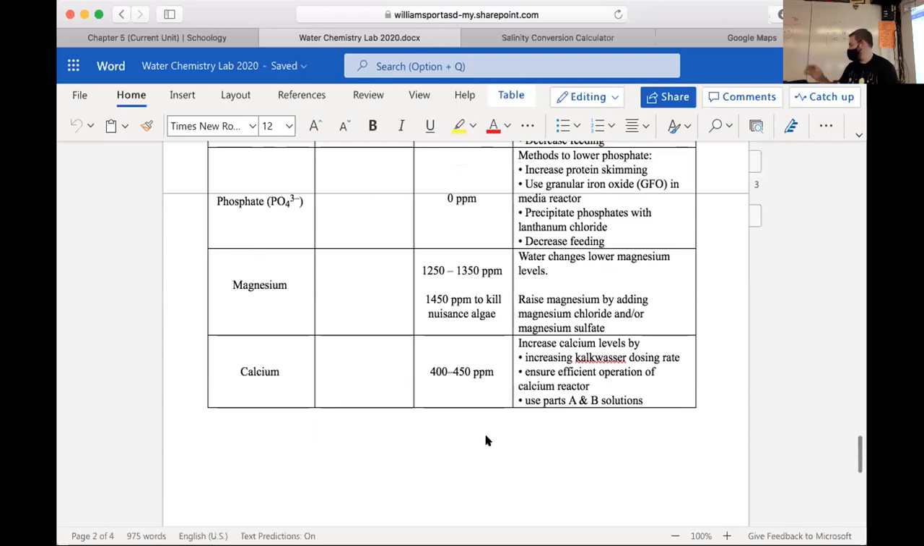So how we test those is there are these test kits. There's lots of different brands of test kits. This is not an advertisement for Salifert, but I prefer the Salifert brand test kits. They provide good resolution and they're pretty reliable. They're not the cheapest though.